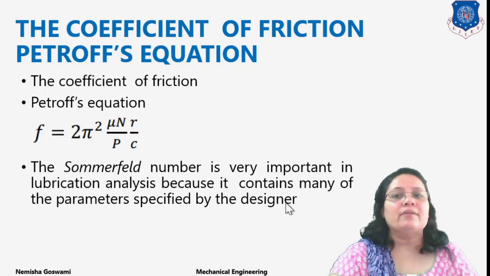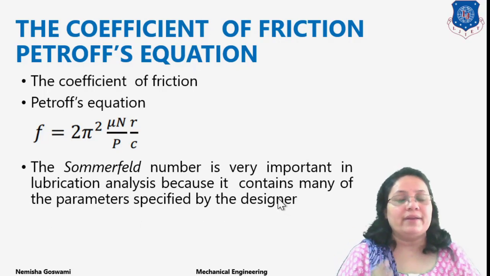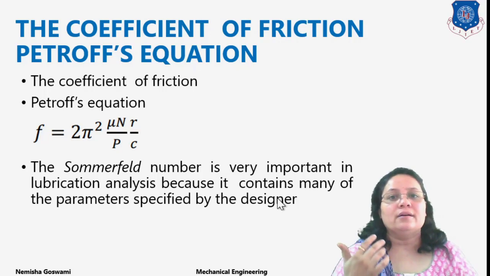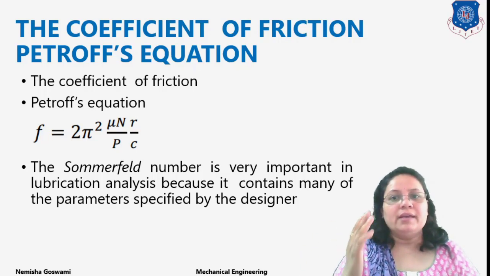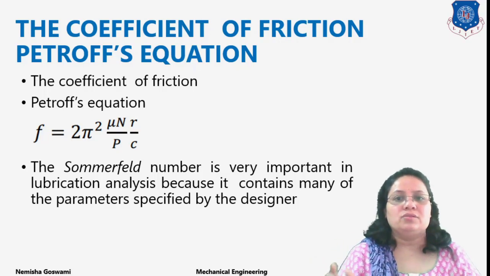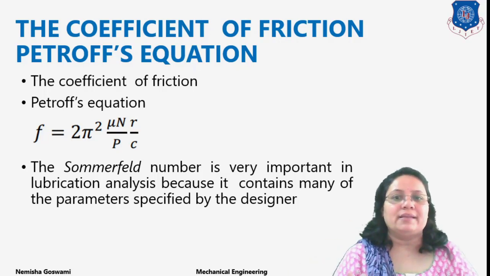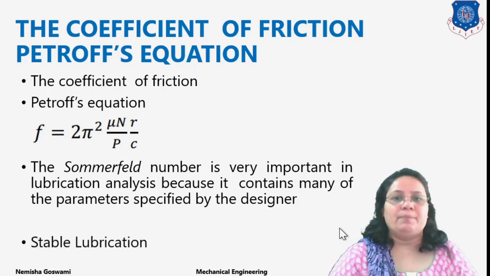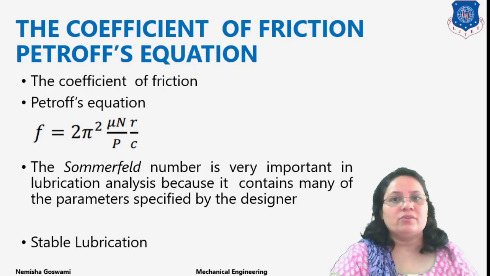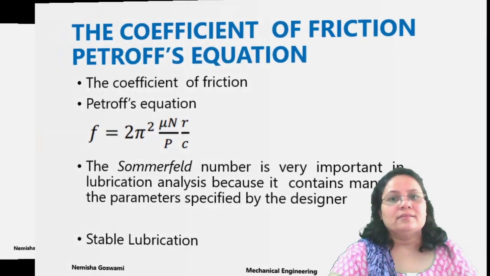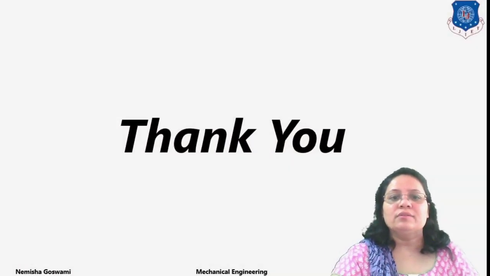Okay, so all these parameters are very important to find the Sommerfeld number. By using these parameters, we can find out whether the bearing is operating in the thick zone, the stable zone, or the unstable zone. So by using these parameters, you can find out the stability of the bearing, right? So it was the Petroff equation. This is very important. Thank you. Keep watching.